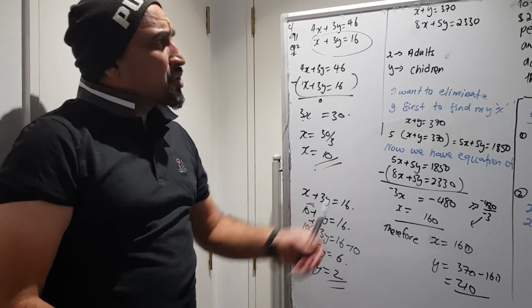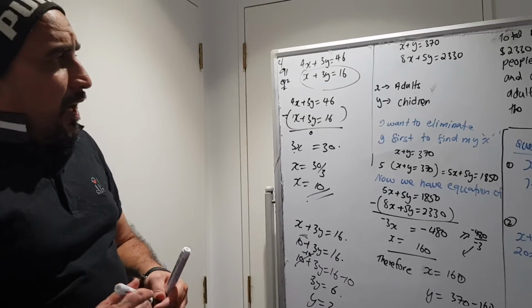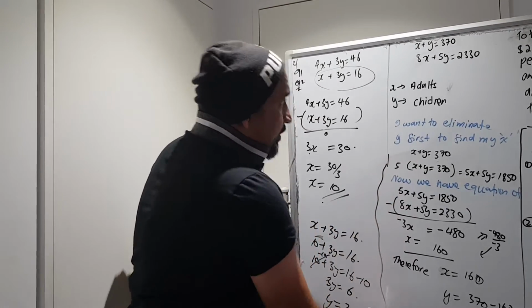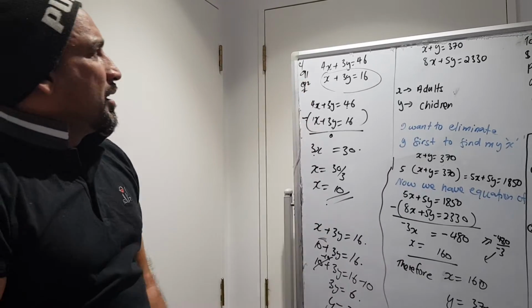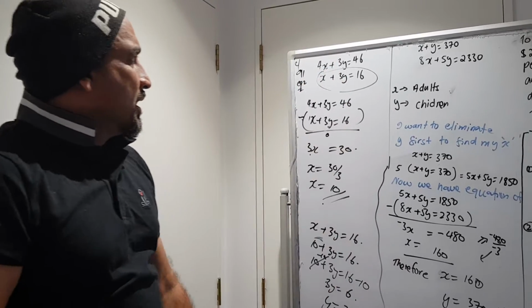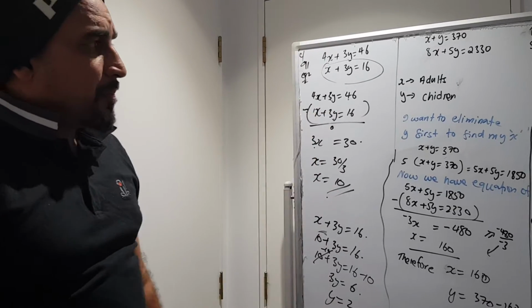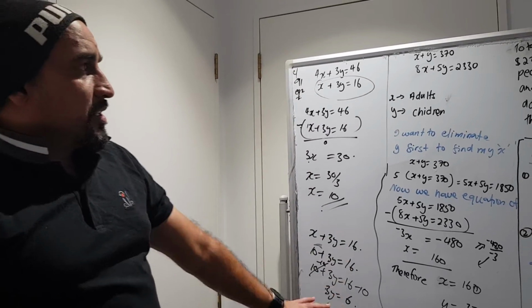Actually, your question is going to be something like that. This is a simple one because 3y was easy. You could easily eliminate that, but you won't get this all the time. The focus is this one, this side.